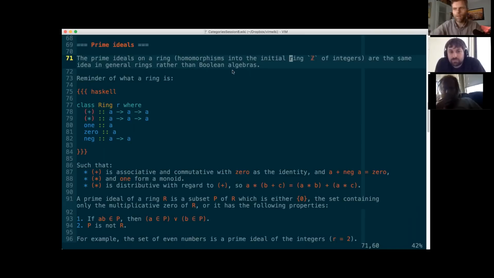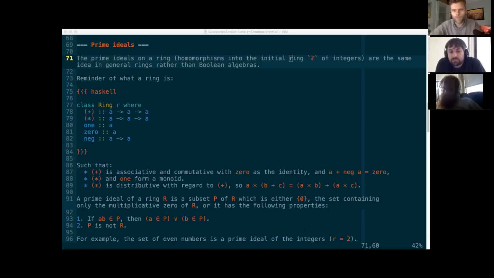So he makes an offhand comment at the bottom of page 35. He makes an offhand comment that ring homomorphisms from A to Z into the initial ring Z, which is the set of integers, plays an analogous and equally important role in algebraic geometry. They correspond to so-called prime ideals, which are ring theoretic generalizations of ultrafilters.